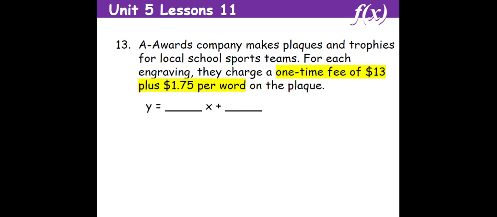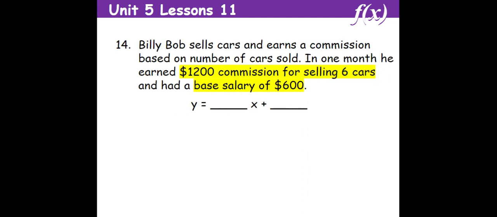Number 13, an awards company makes plaques and trophies for local school sports teams. For each engraving, they charge a one-time fee of $13 plus $1.75 per word on the plaque. And so again, the one-time fee is my y-intercept, plus 13. My slope is the rate, or 1.75, that goes right beside my x.